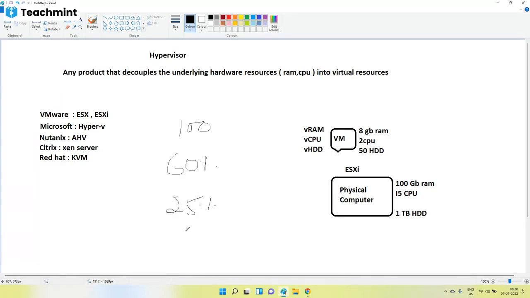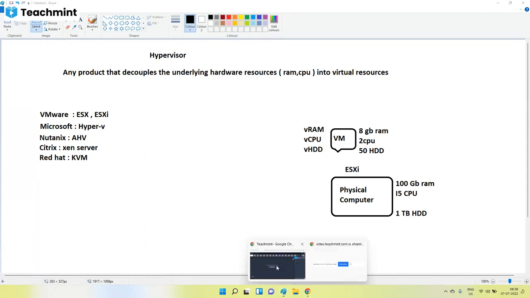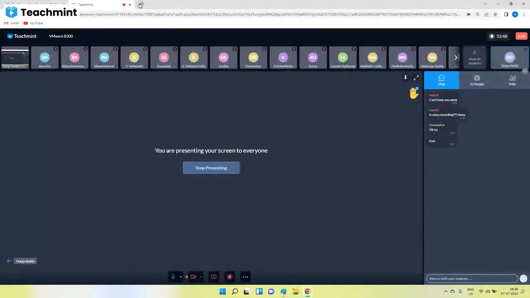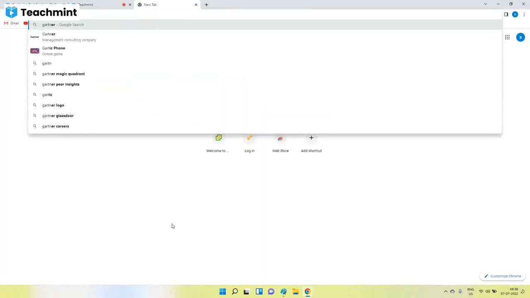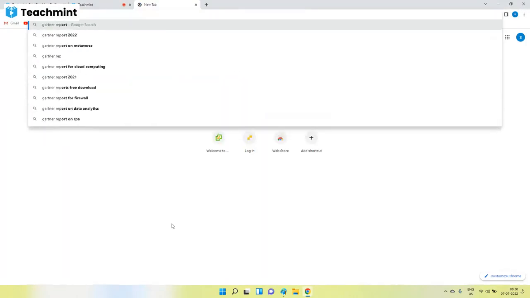All other vendors have around 15 to 20% share. It's not that I'm giving these values, or that VMware is presenting them. There is something called Gartner, a company that does research across IT product usage. So, the Gartner report.